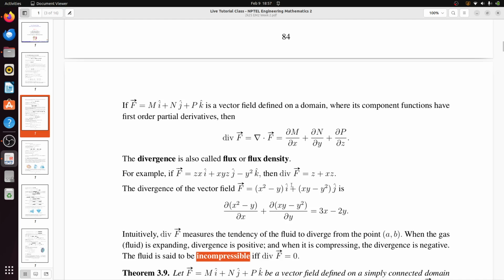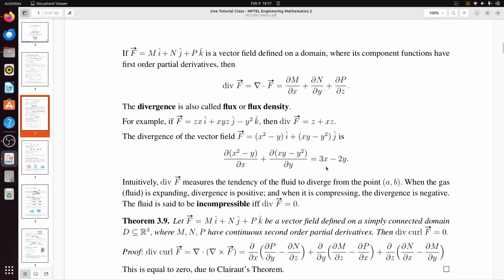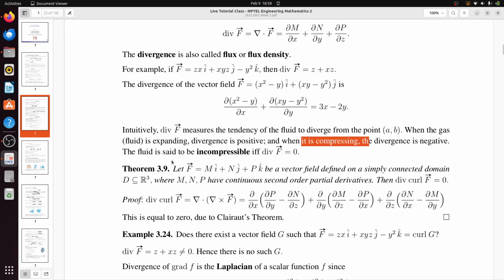Now the divergence, which is also called flux or flux density, means the tendency of the fluid to diverge from the point A, B. When the gas or fluid is expanding, divergence is positive, and when it is compressing, divergence is negative. Compressing means squeezing, and the fluid is said to be incompressible if your divergence of f is equal to 0.